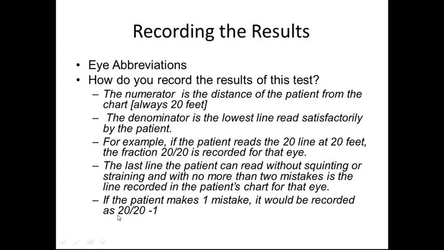In correct documentation, you would have the date and time, OD 20/20 minus 1, OS 20/20 minus 1, and OU 20/20 minus 1, and then sign your name. You also might want to indicate in your documentation whether they were wearing corrective lenses.